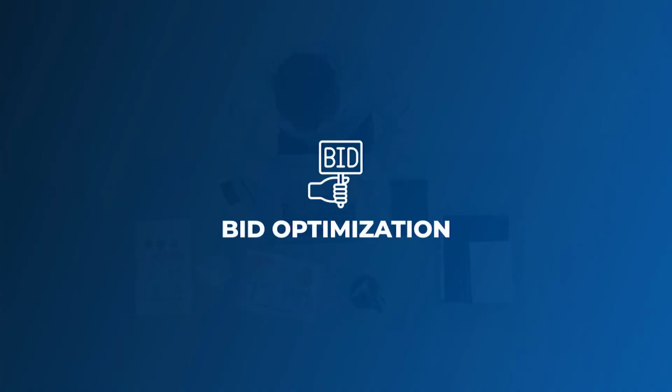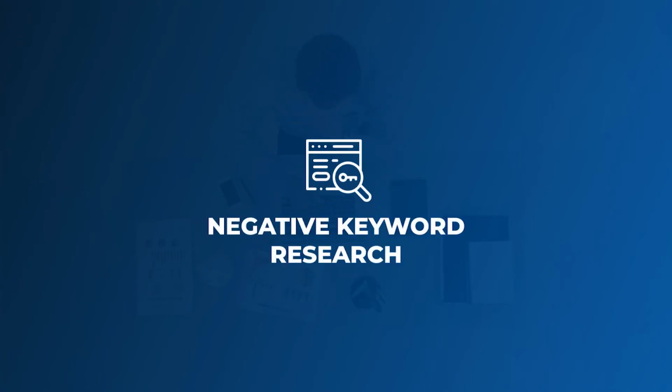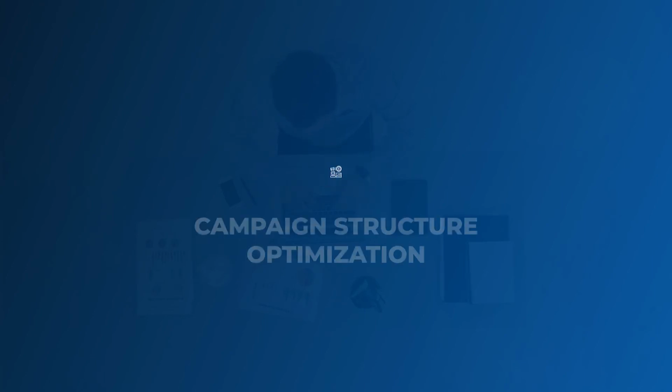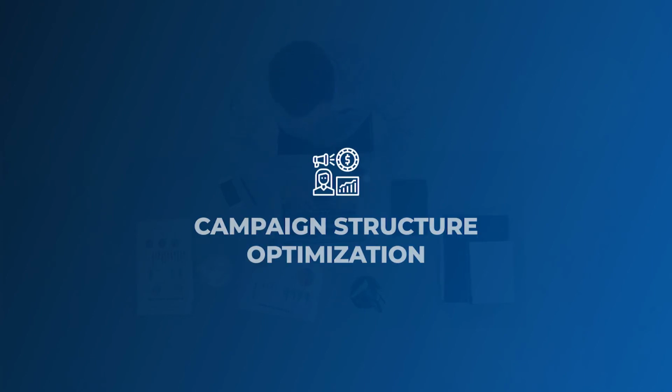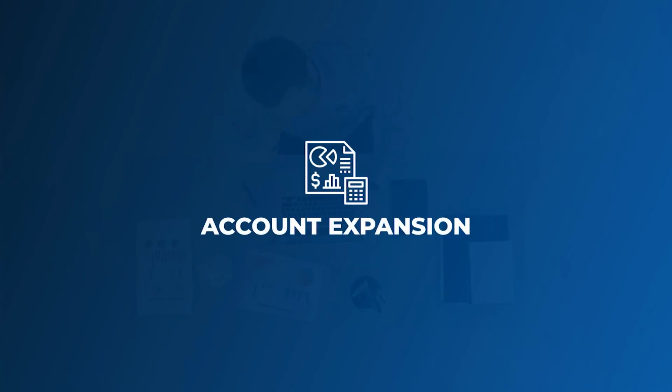Also, make sure you include the following core components in your optimization schedule. Bid optimization. You can always set up a review automated bidding. Keyword optimization, negative keyword research, keyword expansion, ad optimization, campaign structure optimization, ad settings, scheduling, and extensions. Account expansion. Revise if new campaigns such as shopping, remarketing, video, or display are a good fit for your overall marketing goals. That's it. You should now be ready to optimize your campaign during the first month of launch.